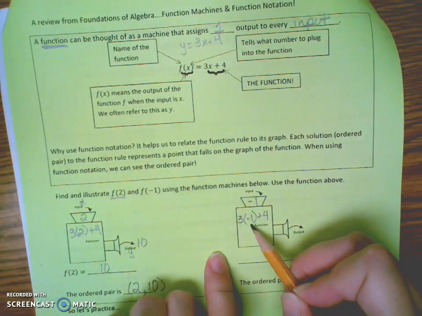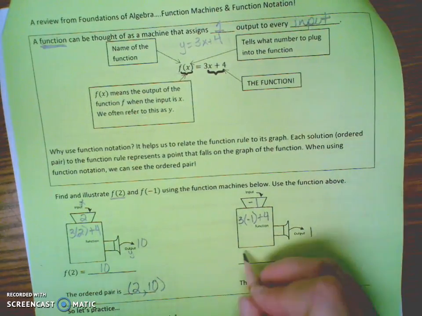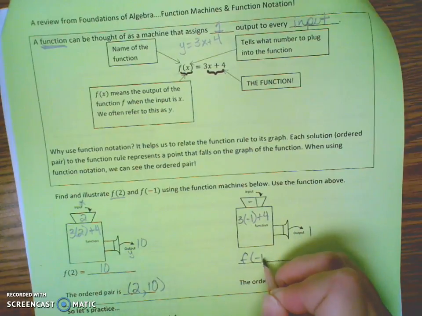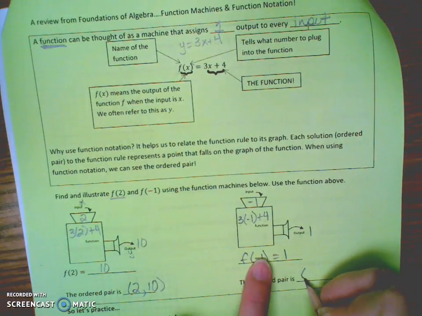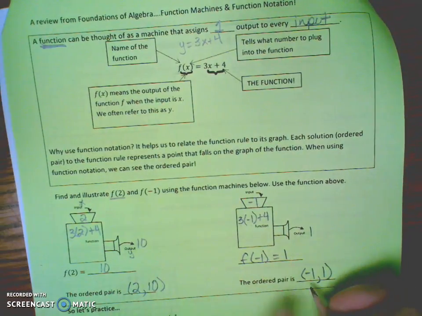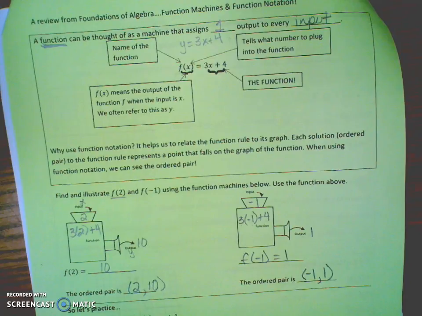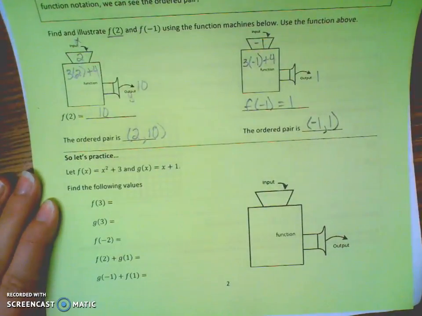So 3 times -1 is -3 plus 4 is +1. So f of -1 equals 1, and that means my ordered pair, this is my x value, and this is my y value, and so -1, 1 is my ordered pair.